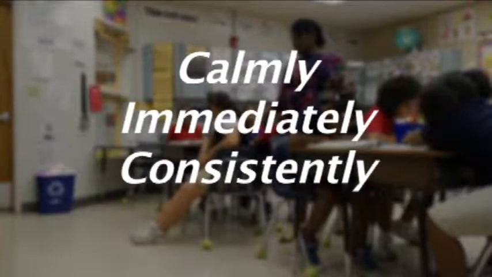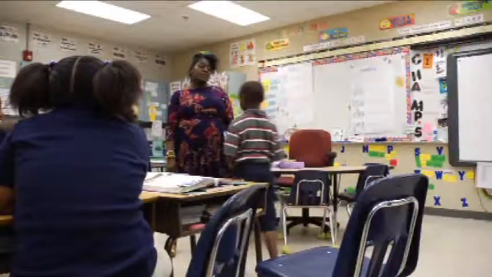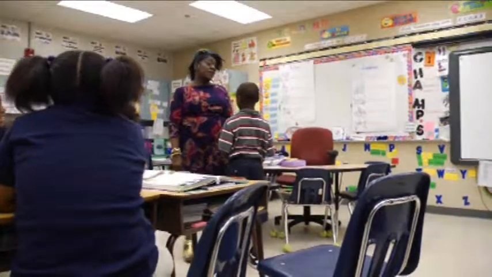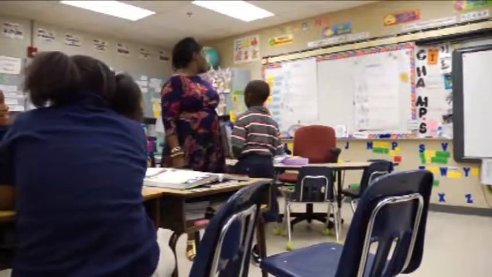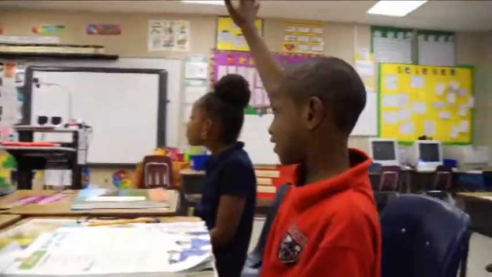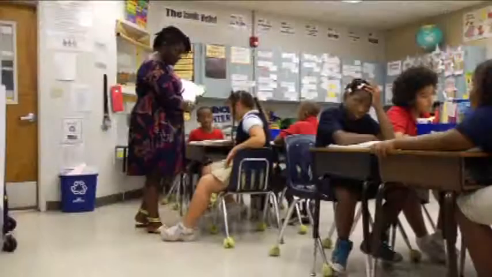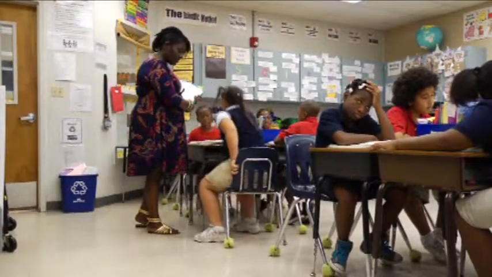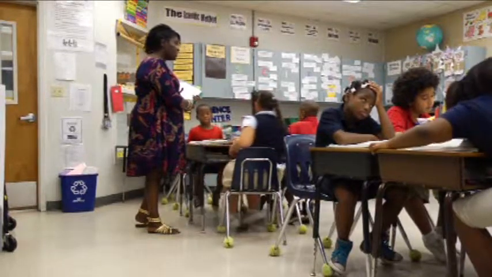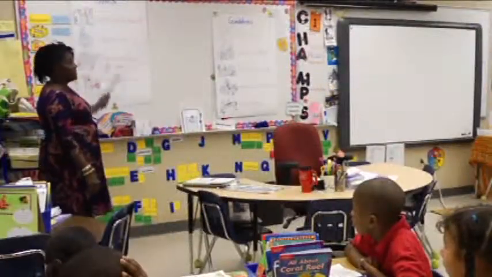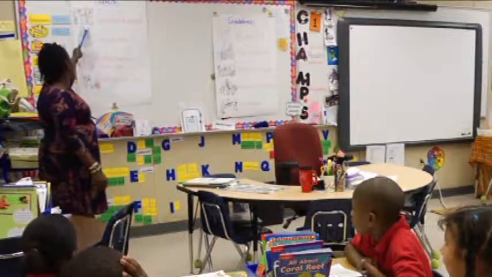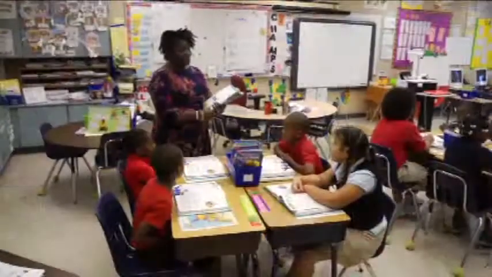Remember that consequences are delivered calmly, immediately, and consistently every time a rule is broken. Most important, you must reinforce the rules by consistently referring to them to encourage positive behavior, as well as referring to them when you provide consequences. If you don't follow or use your own rules, the students will think they aren't important. Remember, the more you refer to, review, and reinforce your classroom rules, the more positive learning environment you'll create for your students.